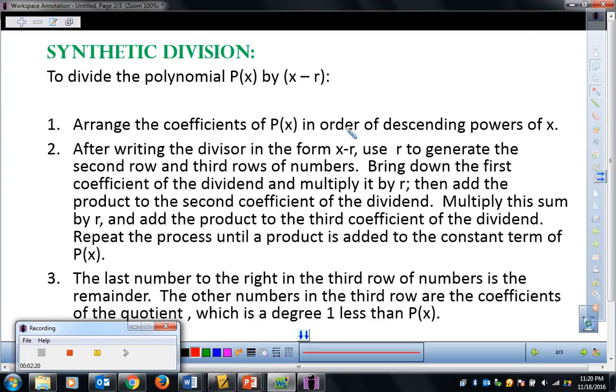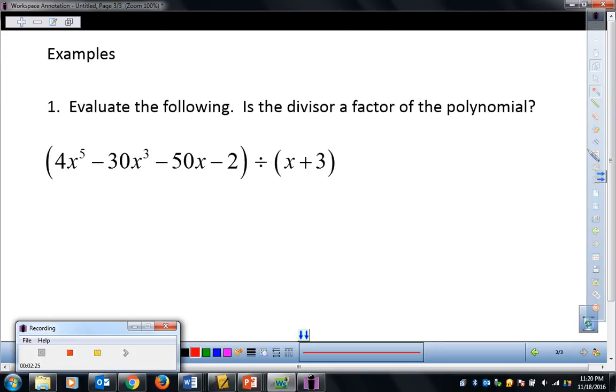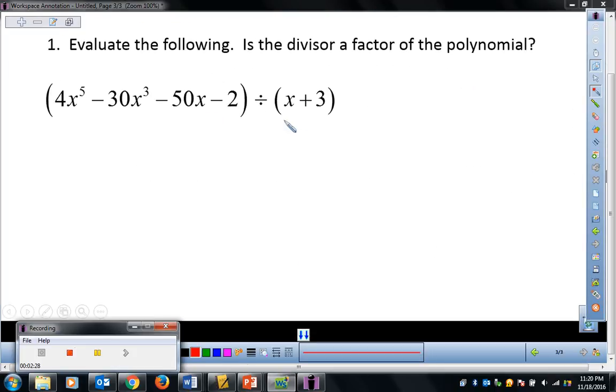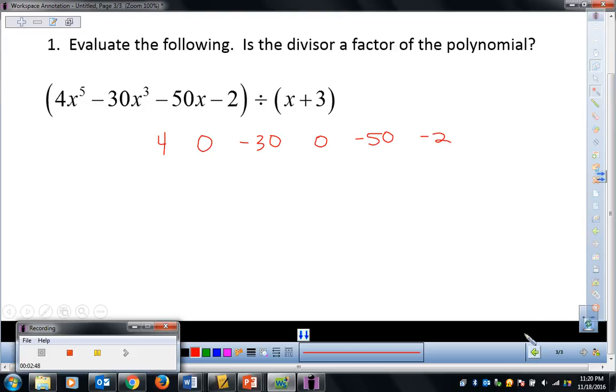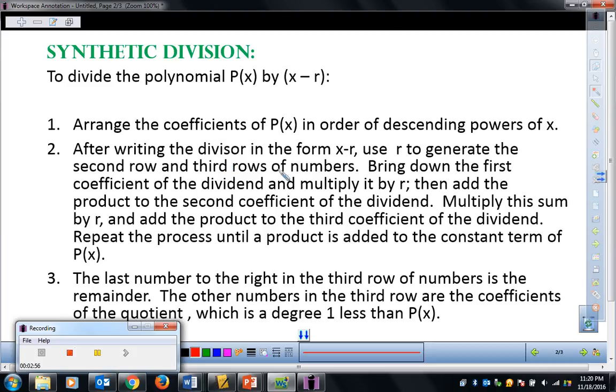First, it says arrange the coefficients of p of x in order from the descending powers of x. So we're looking at just the coefficients of the polynomial. We don't want the whole thing. The coefficients, including placeholders, are going to be 4, 0 for a 0x to the fourth, negative 30, 0 for 0x squared, negative 50, and negative 2. There are all the coefficients of p of x, including all the powers that aren't there in the problem. After writing the divisor in the form x minus r, use r to generate the second and third rows of numbers.